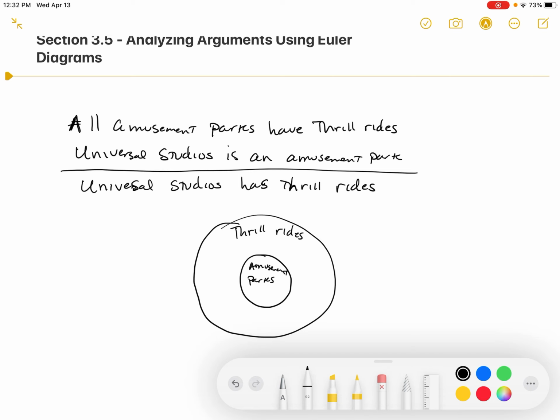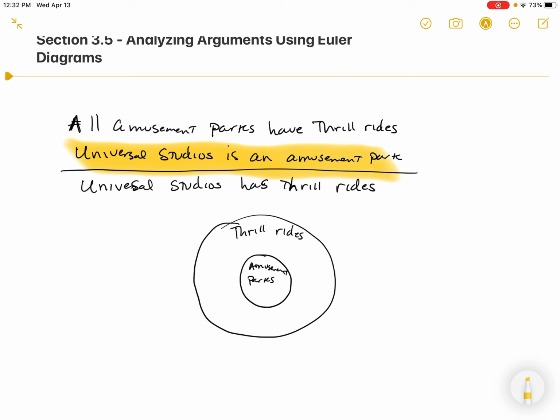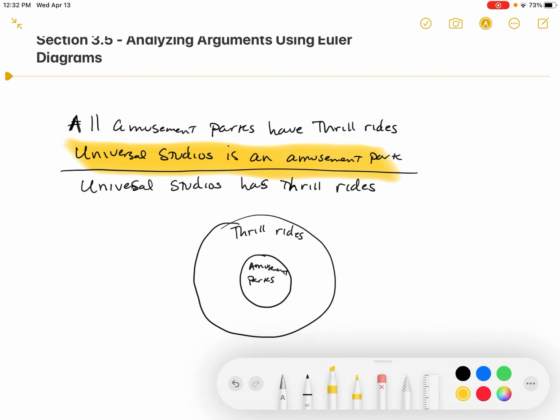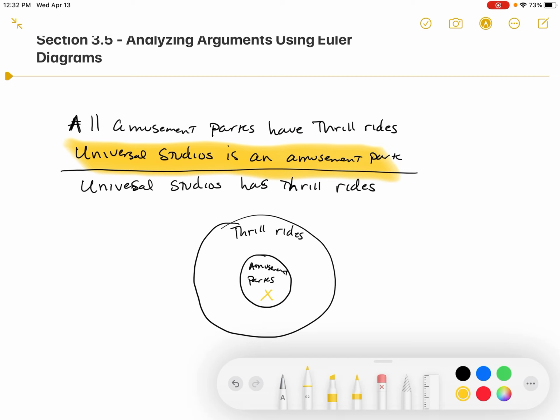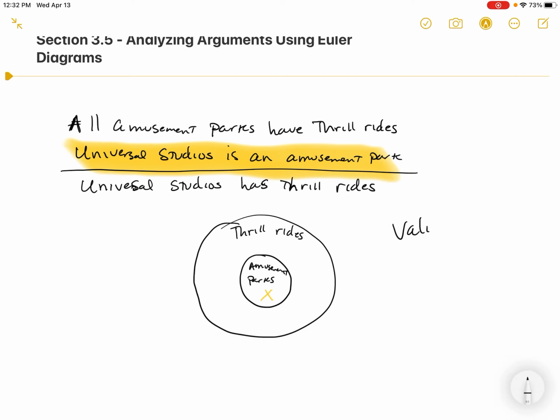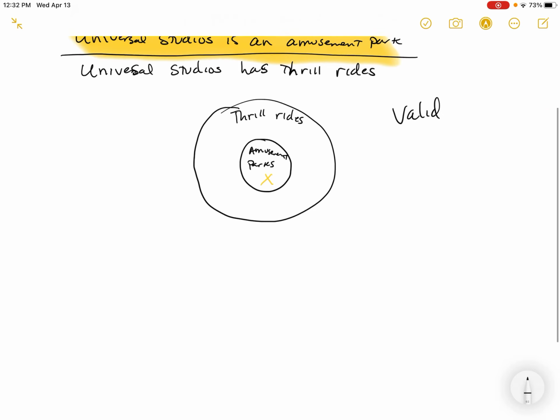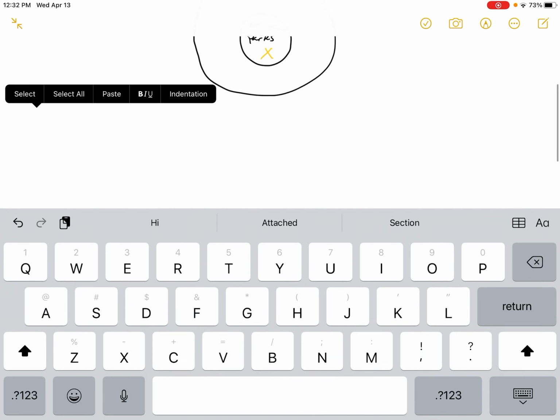Now, all that came from the first statement. From the second statement right here, we learned that Universal Studios, and let me come in here with an X, is an amusement park. So that's where it lives. It lives in the land of amusement parks. And the end statement is, that means Universal Studios has thrill rides. Absolutely it has thrill rides because it's within the thrill ride circle. So you would write as an answer to this, this is valid because that X is part of the thrill rides.